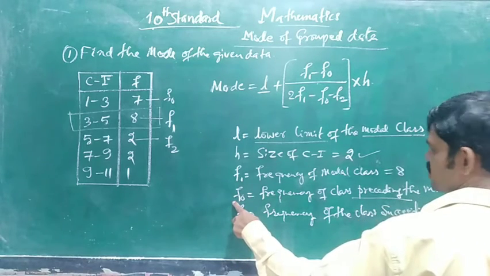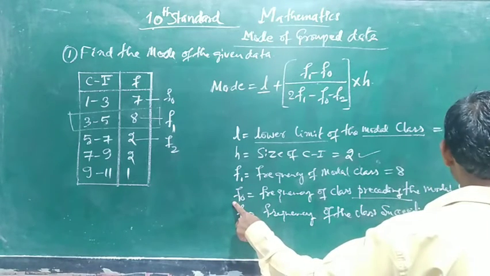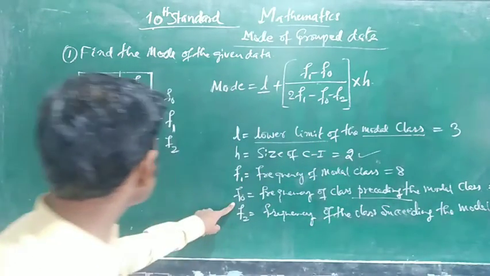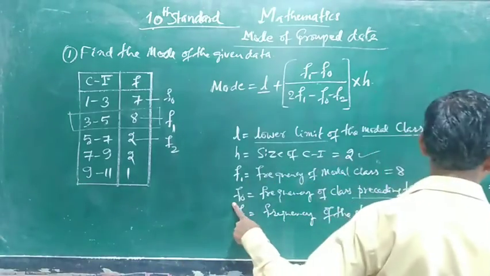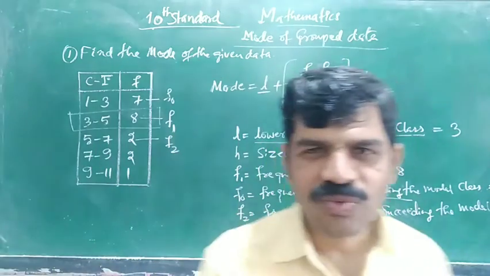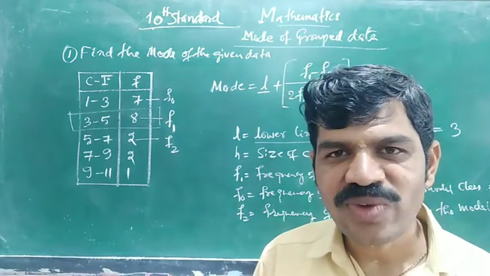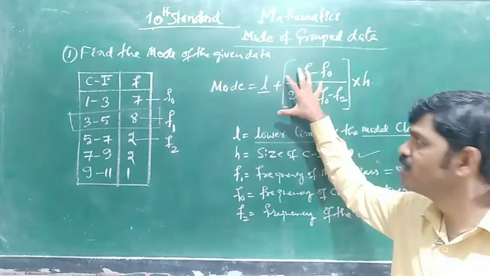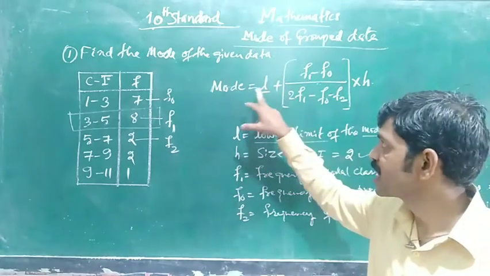And what is this preceding? That is also 2. That is 7. Sorry, that is 7. The only one thing you have to do is to remember the formula. You have to remember this formula.